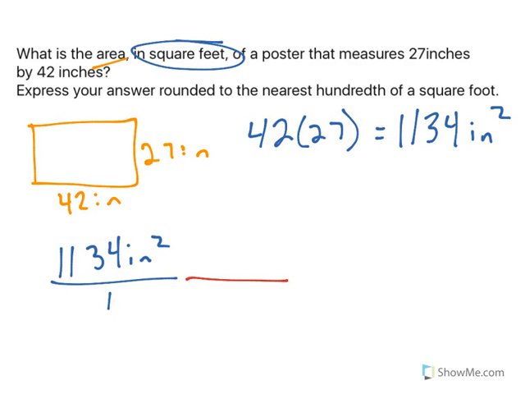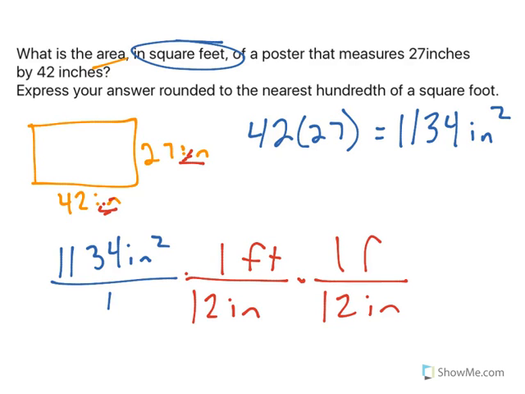Well, if you recall, there are 12 inches in 1 foot. But inches and inches squared is not the same. Inches squared is like taking inches times inches, 2 of them. So I need to use this conversion twice because inches times inches is inches squared. So the exponent tells you how many times you need to use a conversion factor.